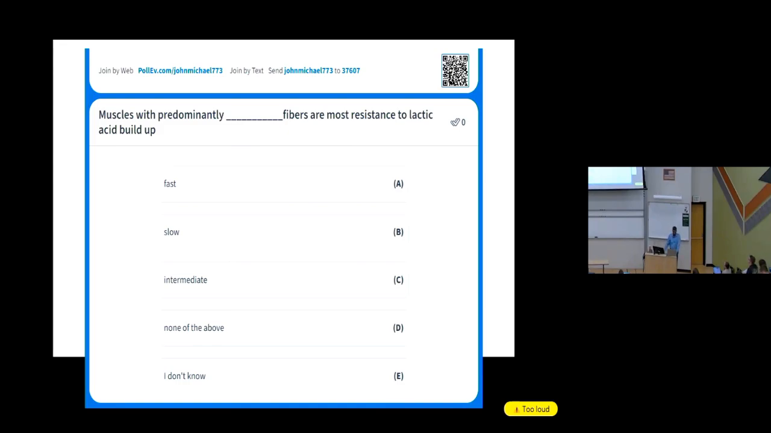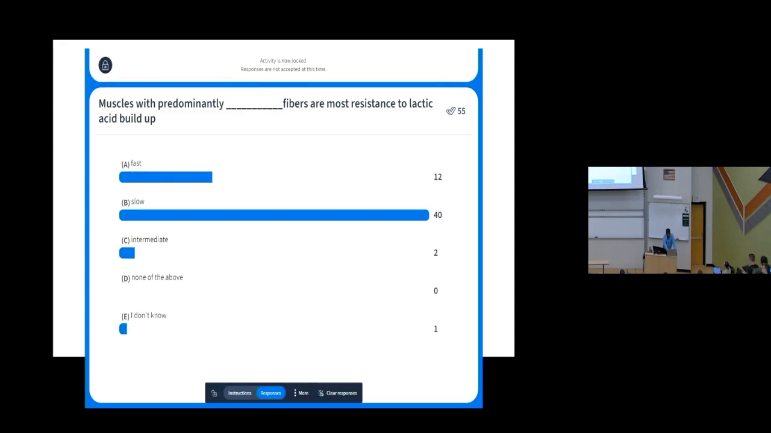Muscles with predominantly blank fibers are most resistant to lactic acid buildup. Is it fast, slow, intermediate, none of the above? Okay, most of you said slow, and that is correct.